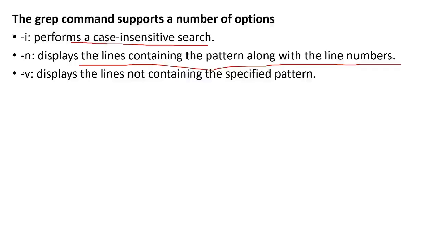You can also use the option -v, which displays the lines not containing the specified pattern. Now suppose from a given file you don't want some text or some pattern to be displayed, then you can go for this -v option. It means if you don't want to display the lines which start with A, then it is not going to display those lines or pattern.